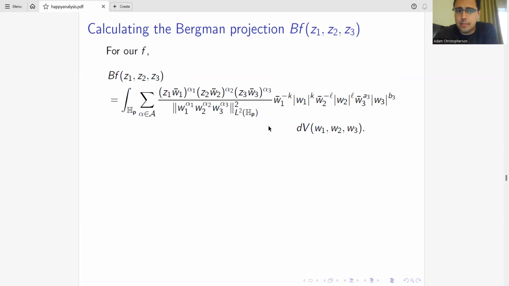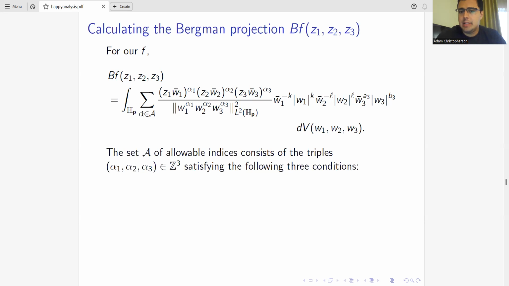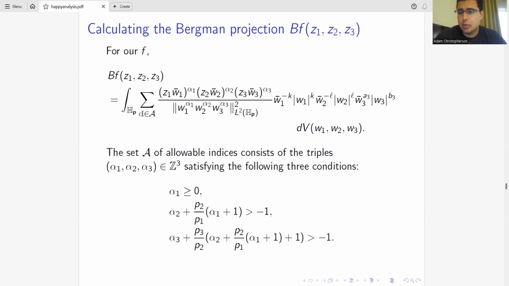But using that theorem, we can calculate the Bergman projection of our function here. I've changed variables now, so W is the integration variable. This is our function here, and these are our monomials alpha 1, alpha 2, and alpha 3. The alphas, that's the multi-index, belongs to A, and I'll tell you what those conditions are momentarily. The set A of allowable indices are the triples that satisfy the following three conditions. So as long as these three conditions down here are satisfied, then the desired exponents are larger than -2, and therefore square integrable near the origin.